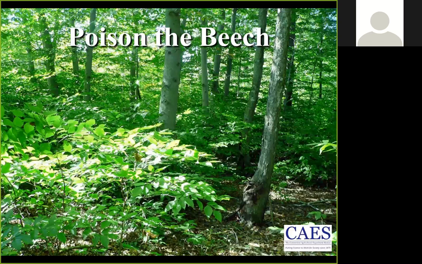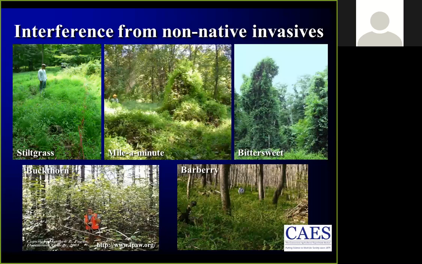The other thing that Ralph Diamond said is poison the beech. Couldn't agree more. We don't want to get rid of all beech, but beech can be a real problem. But it's not just beech as competitive interference. We've got a lot of others. Japanese stiltgrass is becoming a huge problem in southern New England. Mile-a-minute is in some places.